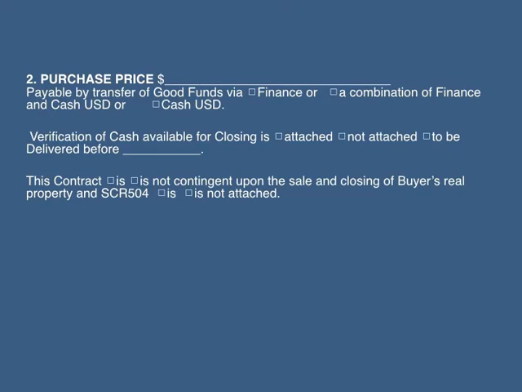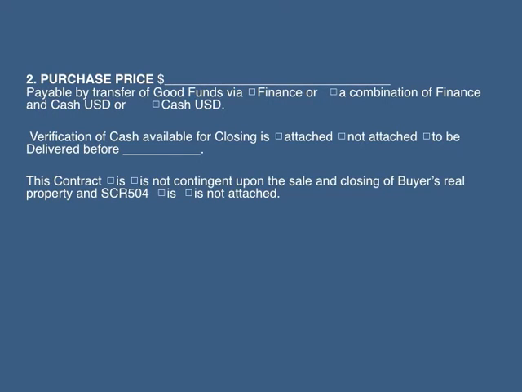This next line I see left completely blank a lot of times. I do review every contract that's written by the agents under my broker in charge license, and I see this a lot. Drives me crazy. It is in the contract for a reason. Verification of cash available for closing either is attached, not attached, or to be delivered before a certain time, you put a date in there. It is one or the other. Check a box.